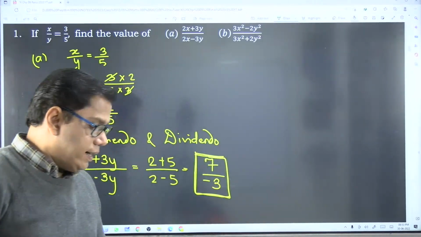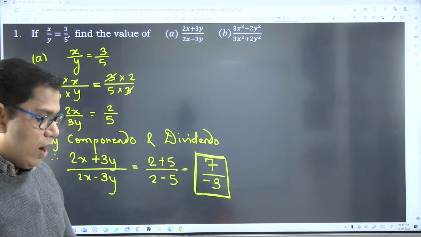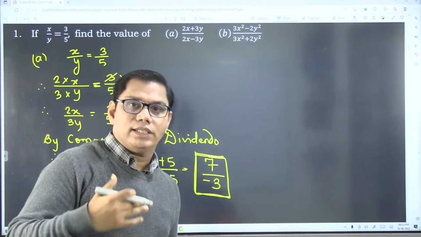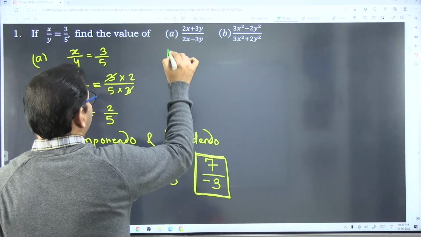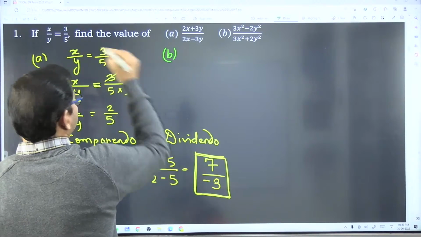I hope you are understanding it. Correct? Did anyone get another answer, some answer which is different from my answer? We'll discuss that also. Okay? Come here. We are solving part B.